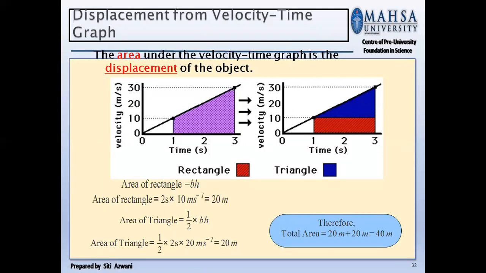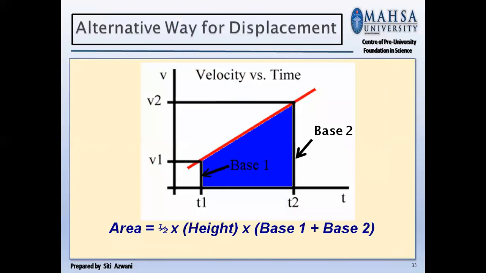...is equal to the displacement of the object. When you have a graph, velocity versus time, you can get information from the graph. Next, an alternative way for the displacement.